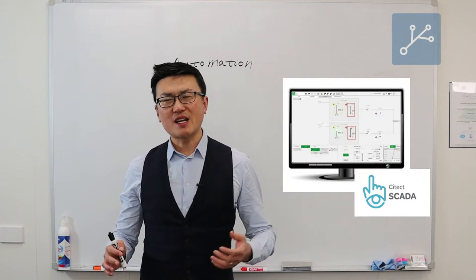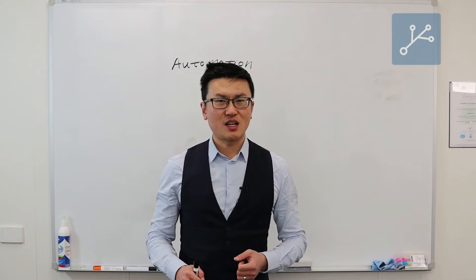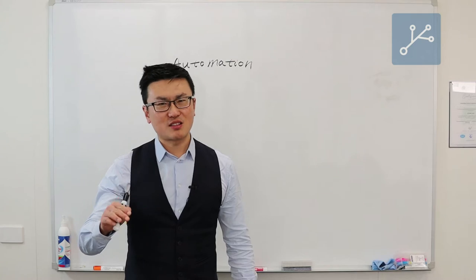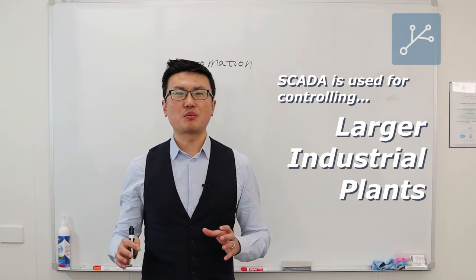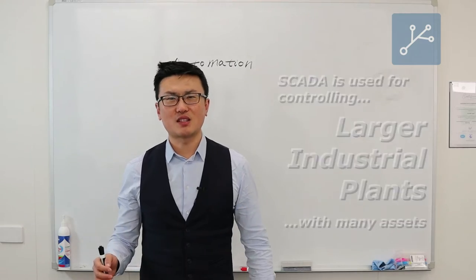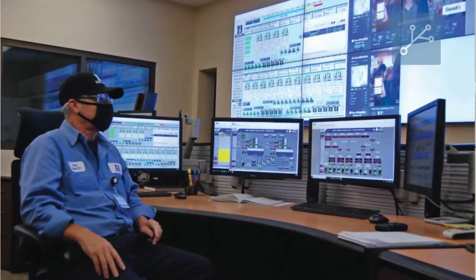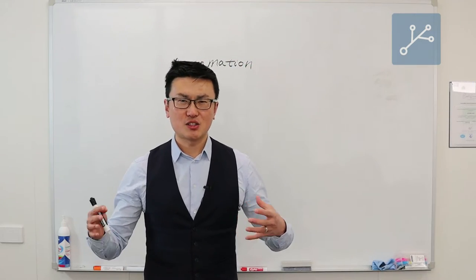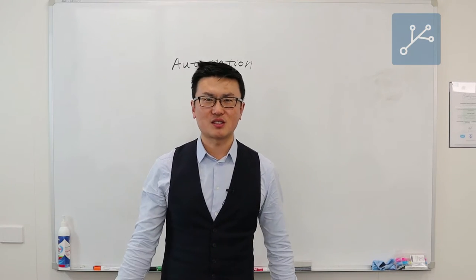But what about Citect SCADA? Citect SCADA, we can call it SCADA, apart from its name. Also, Citect SCADA is used for controlling much bigger plants with a lot of assets. And usually there's an operator sitting behind the screen operating the site, and the server is collecting the data, storing the data on the server, and passing it on to data historians.